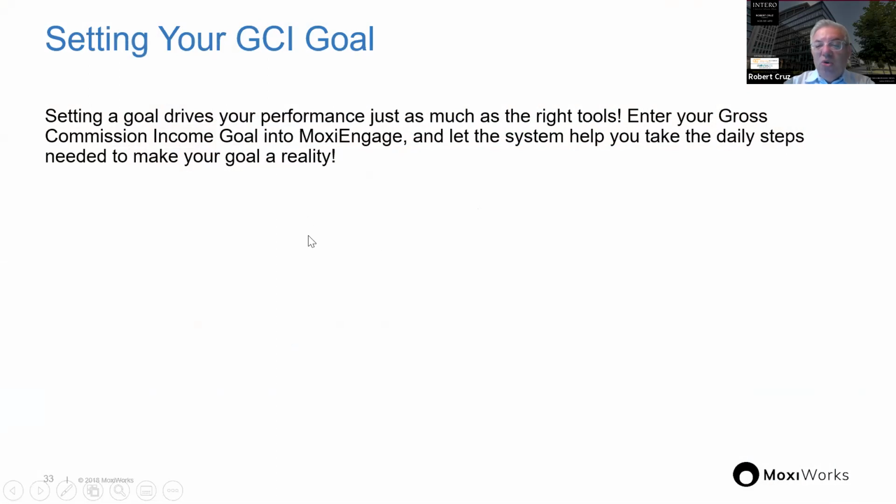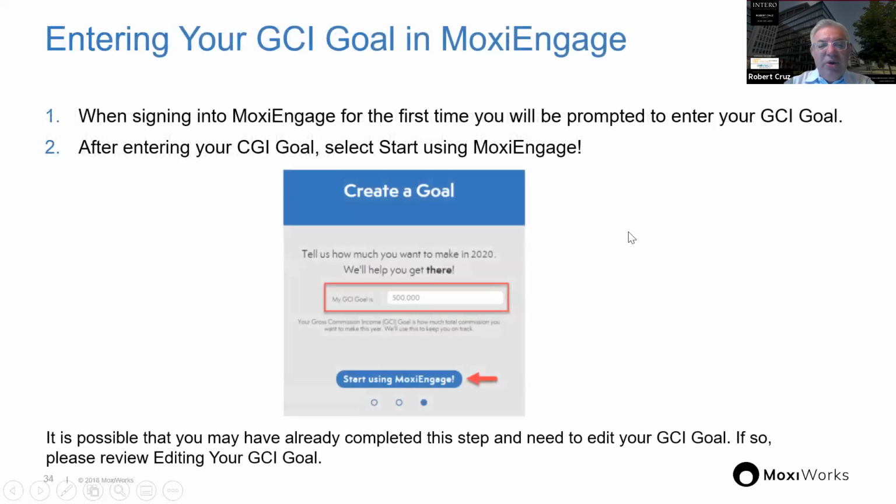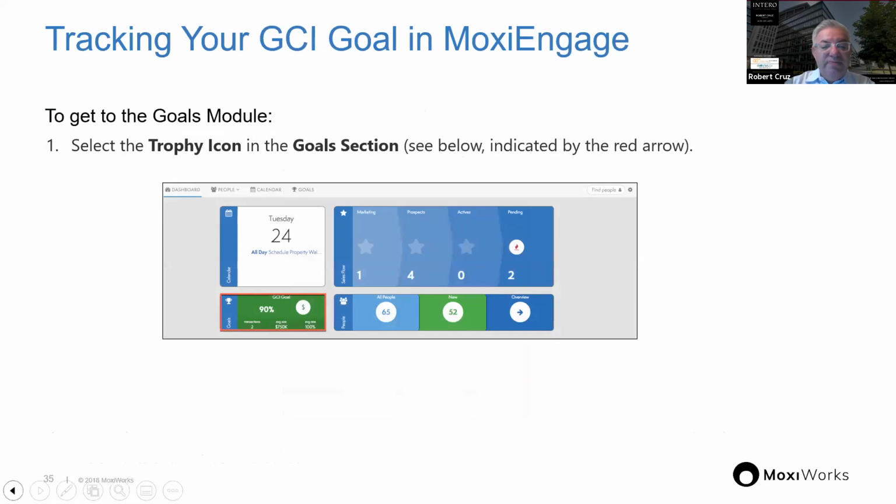And once you do all that, then you've got the number that you put into MoxiEngage. I don't recommend you just go in there and say, I'm going to make $1 million. That means nothing. And in fact, it's going to drive you crazy, because then it'll set your daily activities to do something that you're not set up for. So how do you do it? When you sign into MoxiEngage for the first time, you'll be prompted to enter your GCI goal.